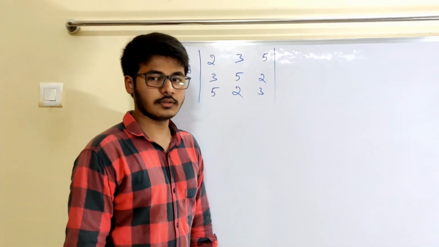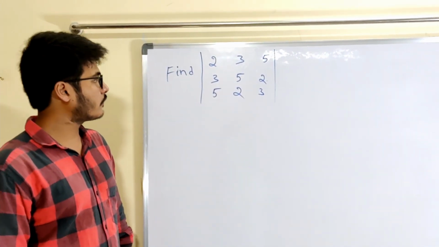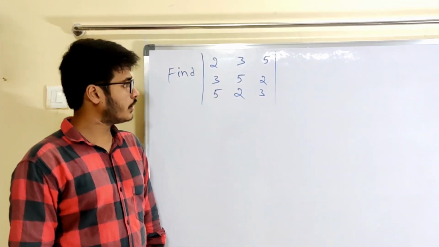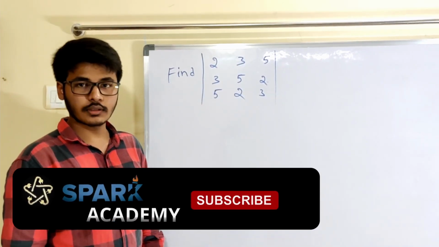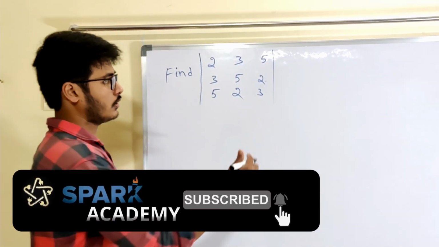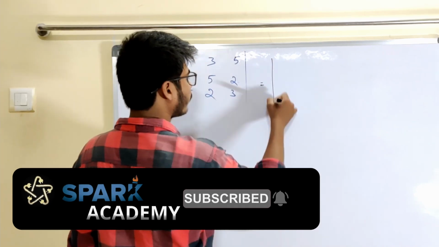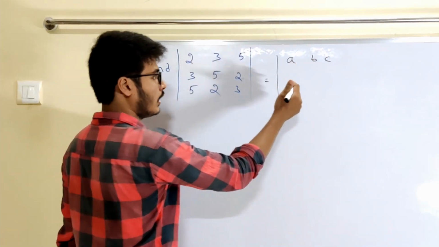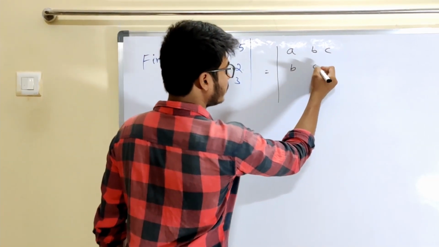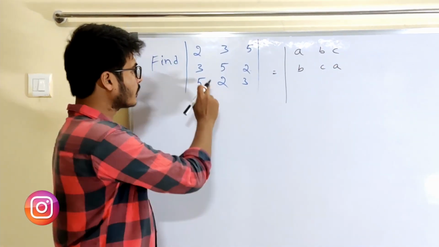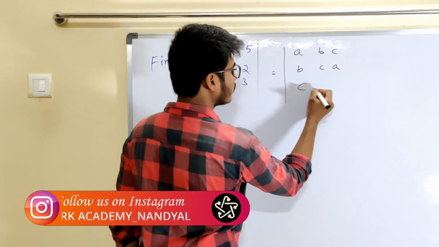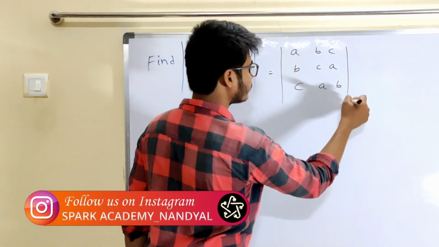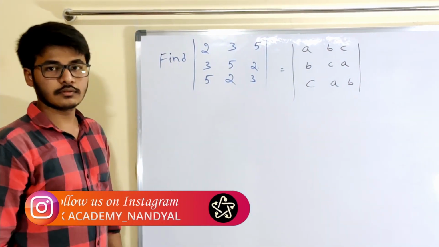Now we will see one more question. Here the question given is to find the determinant of 2, 3, 5; 3, 5, 2; and 5, 2, 3. As you can see here, the given determinant is in the form of a b c, which is 2, 3, 5; b c a, which is 3, 5, 2; and c a b, which is 5, 2, 3.